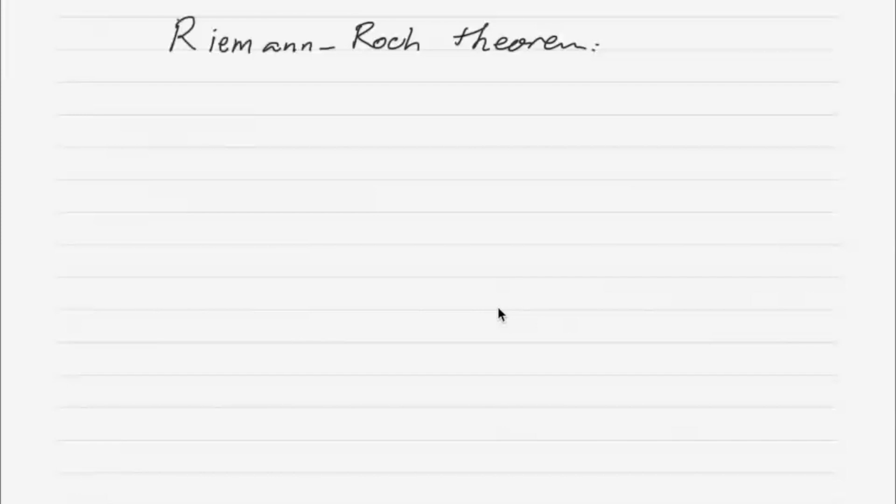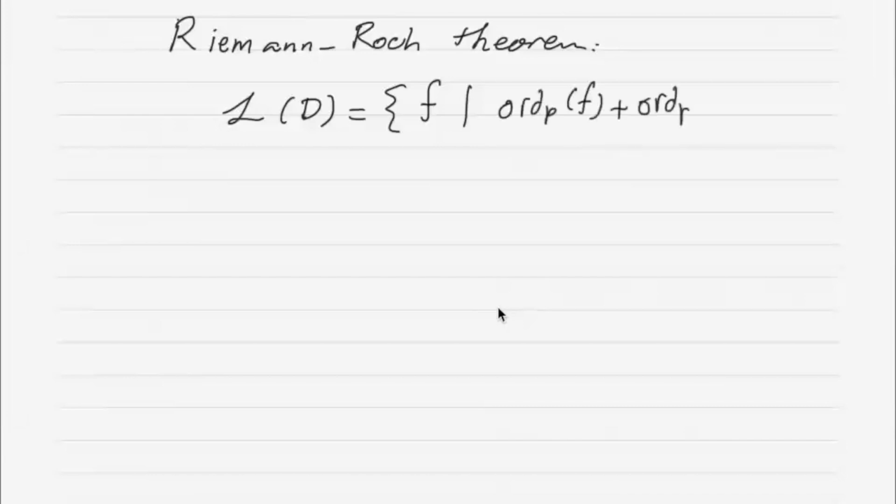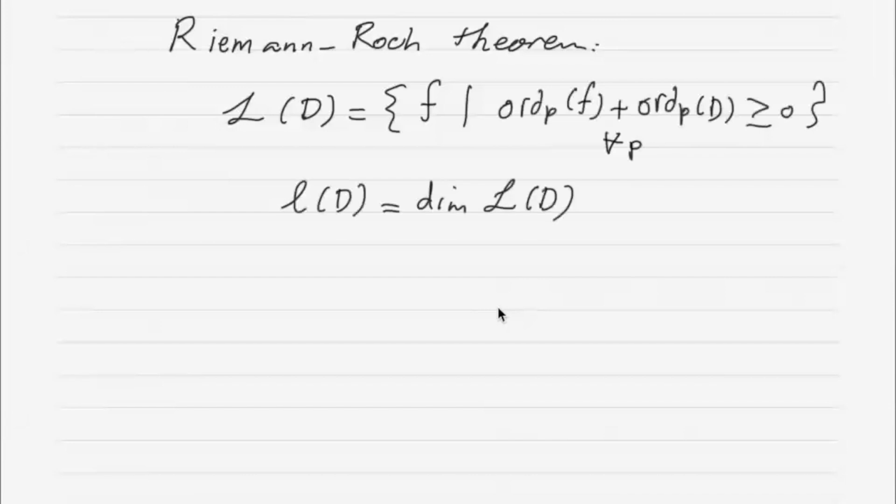So we wanted to understand the dimension of a certain space of functions that was defined using a divisor D. This is the space of all meromorphic functions f where ord_P(f) plus ord_P(D) is bigger than or equal to 0 for all P. So we saw that this is a vector space over C, and we also saw that if we let little l(D) be its dimension, it's going to be a finite dimensional vector space.